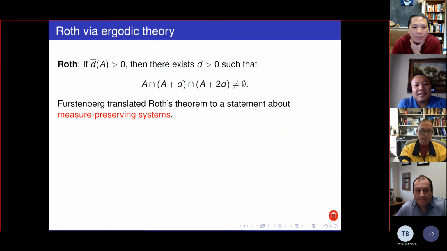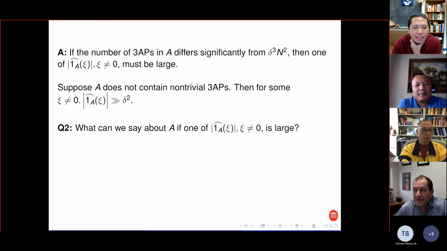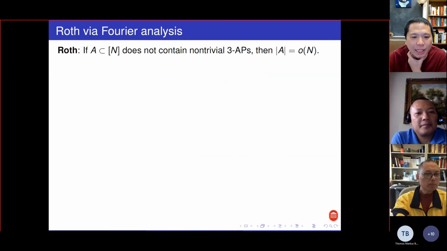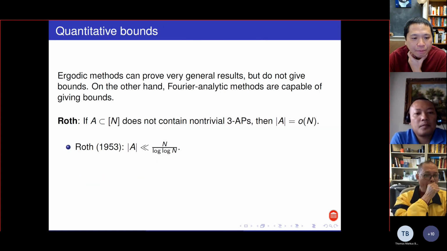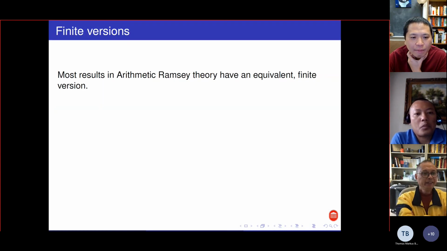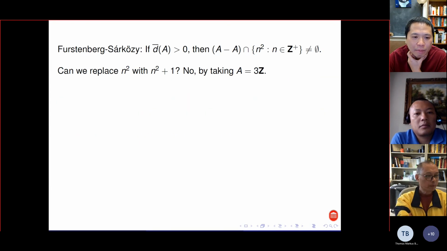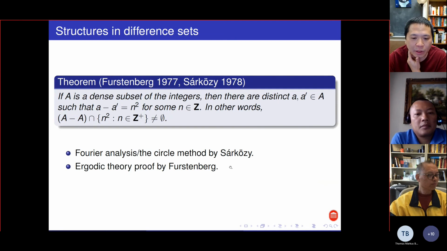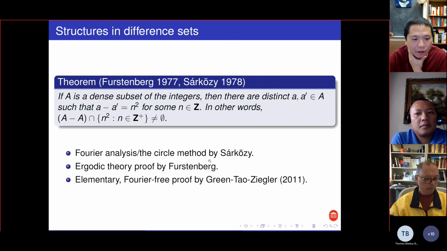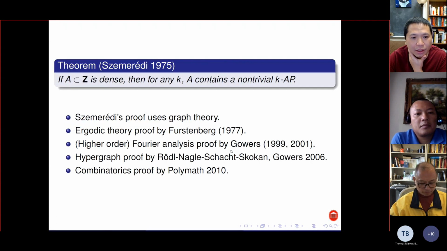I didn't say this, but there are so many approaches to this theorem. All of them are deep, and all of them open up future fields of research, right? For example, Furstenberg, by his proof, opened up a new research area, and the same thing for Gowers.